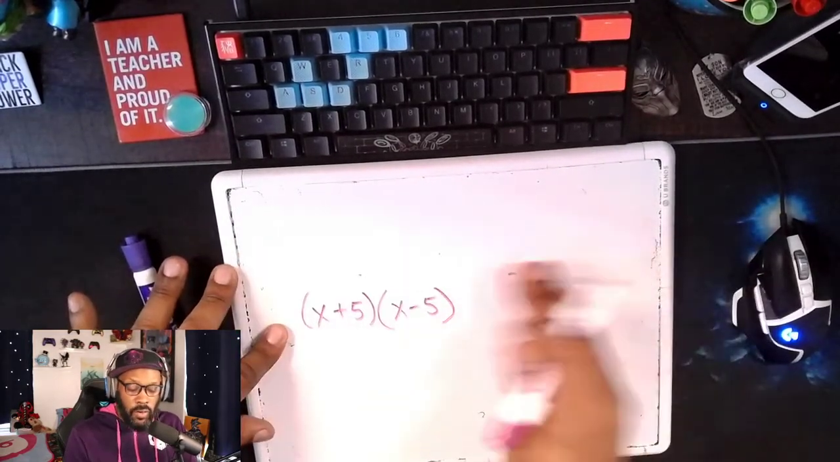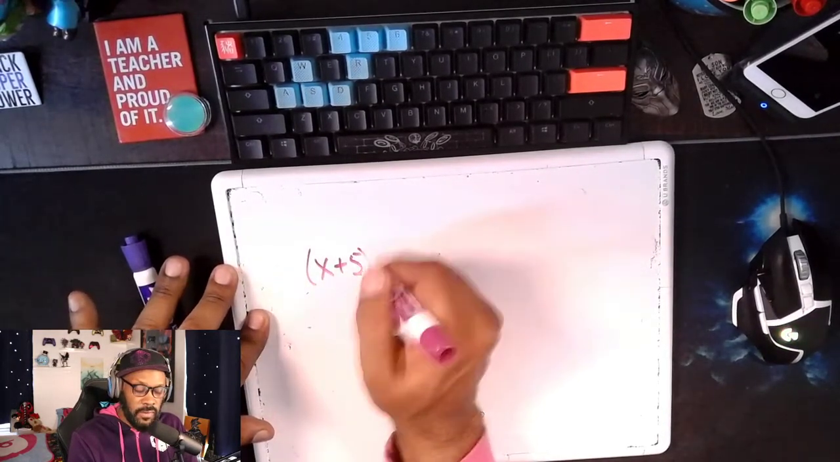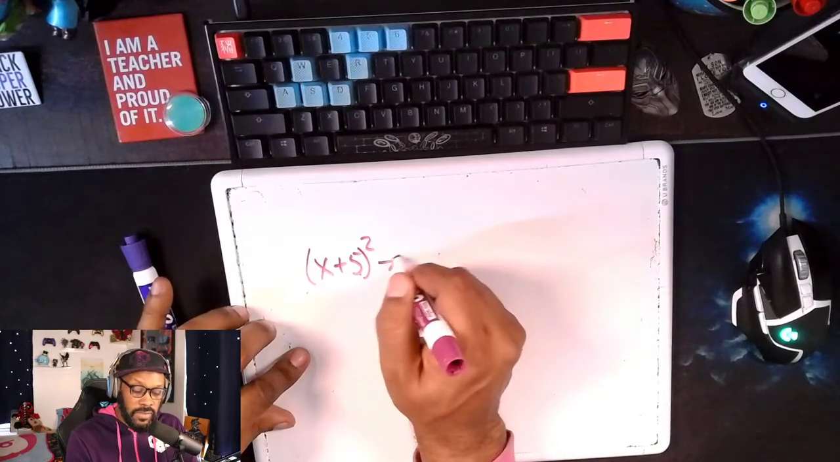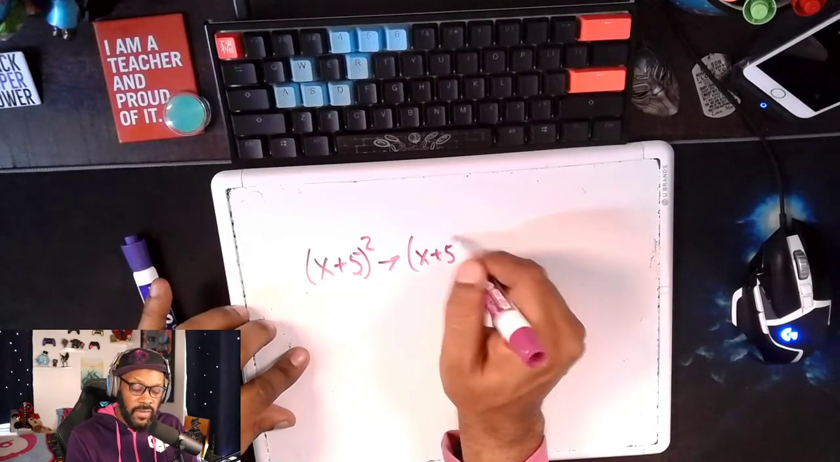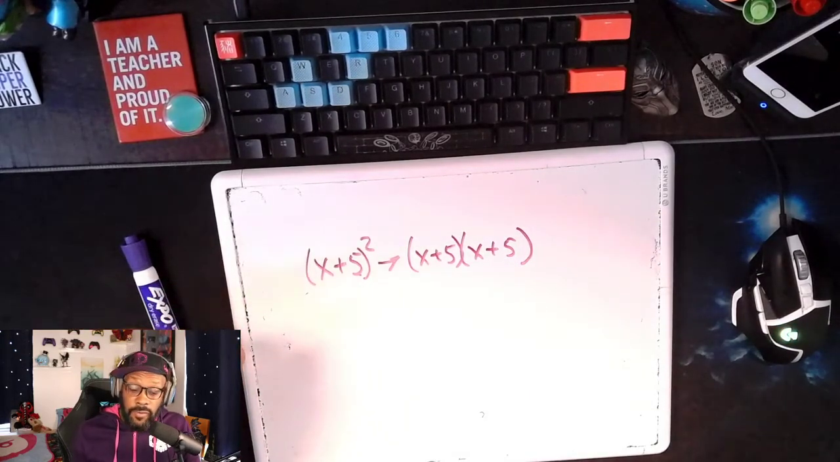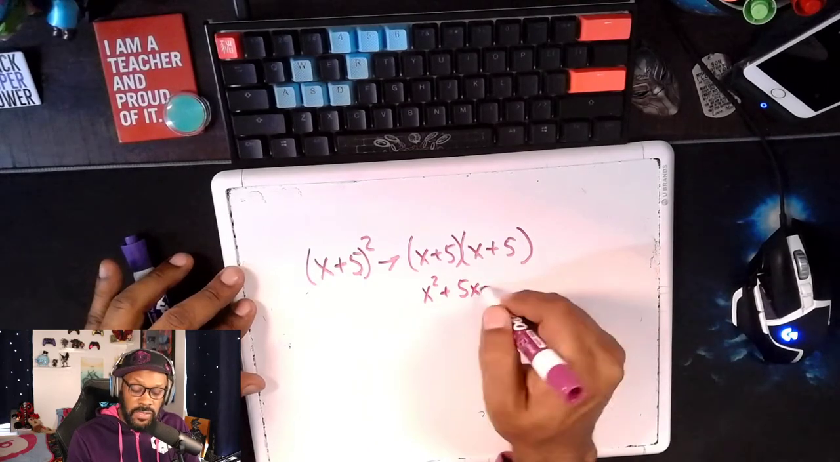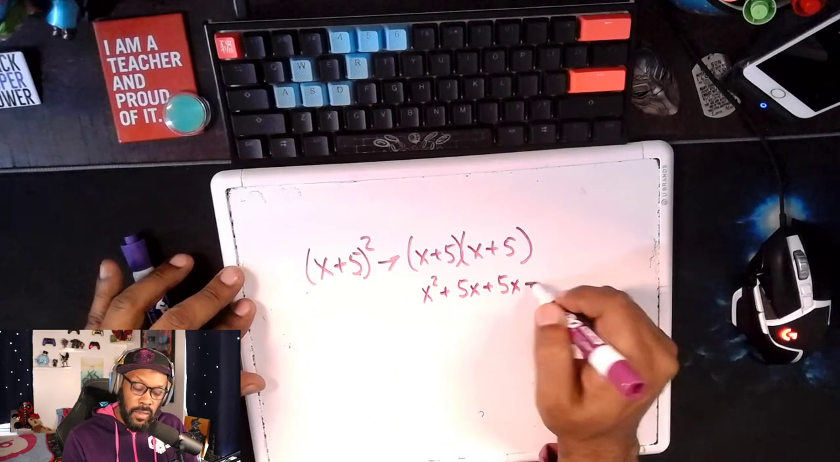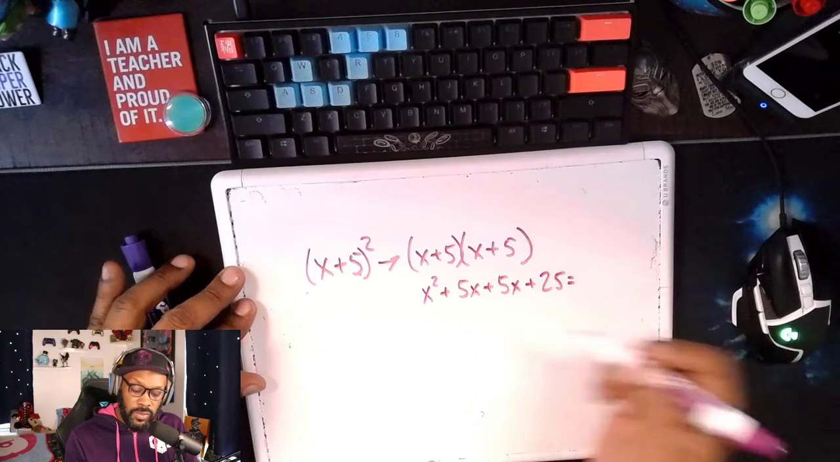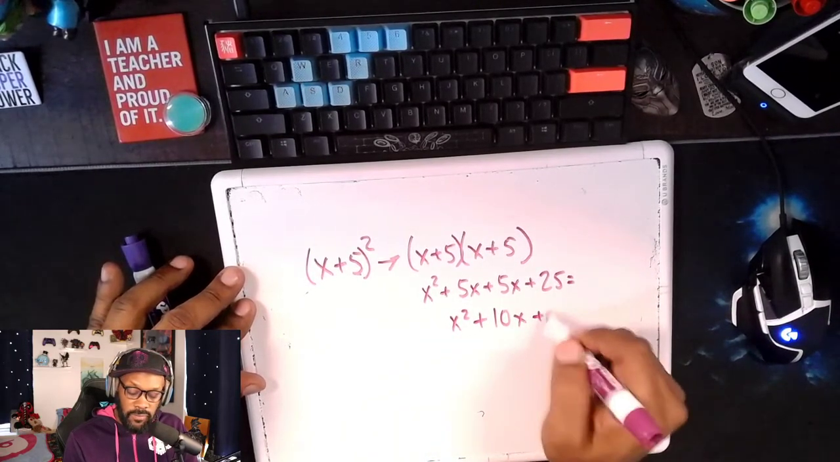Now, before, let me erase that. Before, we were looking at this squared, and we know this to be x plus 5 times x plus 5, which, if you evaluate, friends, will give you x squared plus 5x plus 5x plus 25, which gives you x squared plus 10x plus 25.